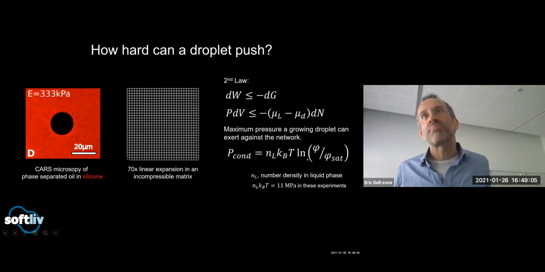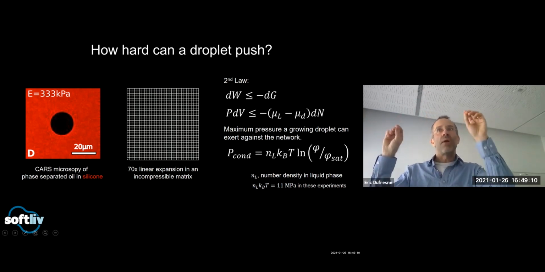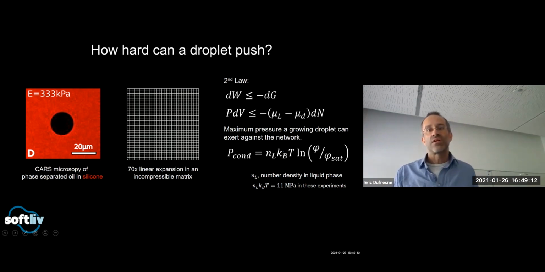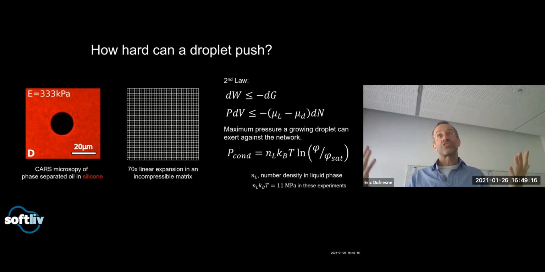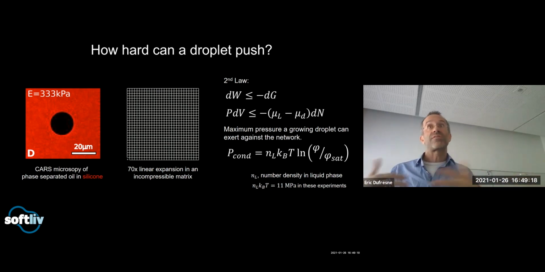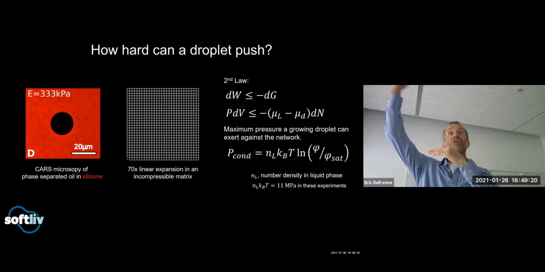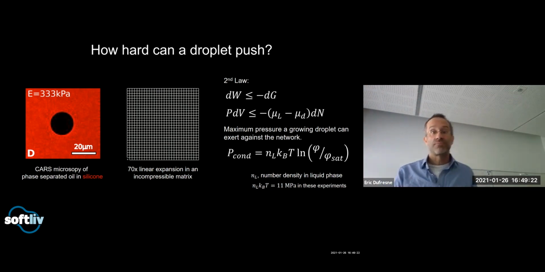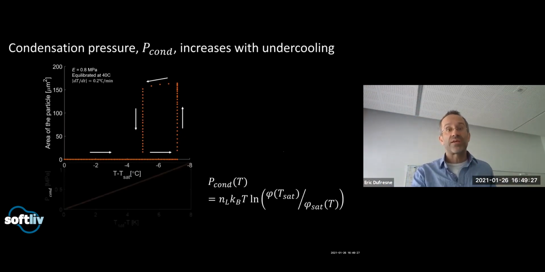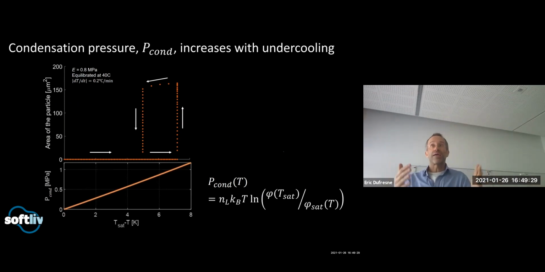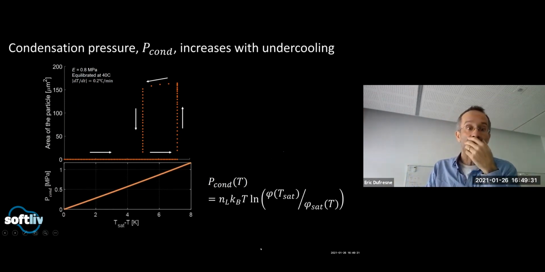And then there's a logarithmic factor that depends on the concentration of the molecules in the dilute phase relative to their saturation concentration. So if the molecules are at their saturation concentration, they can't do any work, they can't exert any pressure. If you have a supersaturation, they can push, okay? So that's the basic thermodynamic concept. So let's see if we can use that, okay? And apply it to the experiment I just showed you a moment ago.